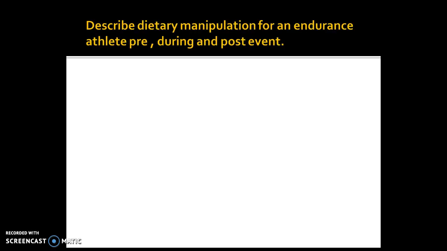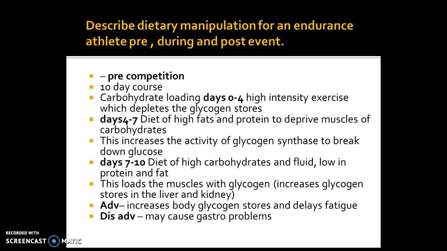Remember the key thing on here, anything to do with endurance, we're talking about a key food group here. The food group is carbohydrate, and the carbohydrate stored in our muscle cells is glycogen. So glycogen is a word that you should be using over and over again, either as an advantage or even as a why. So looking through them, pre-competition, I will quickly get through this. You've got a 10-day course, so carbohydrate loading, days 0 to 4, you have high intensity exercise.